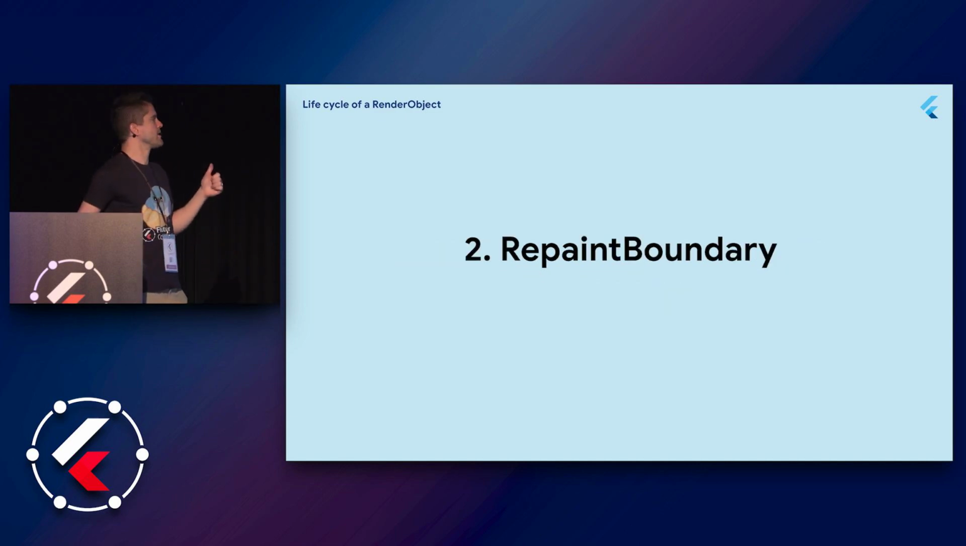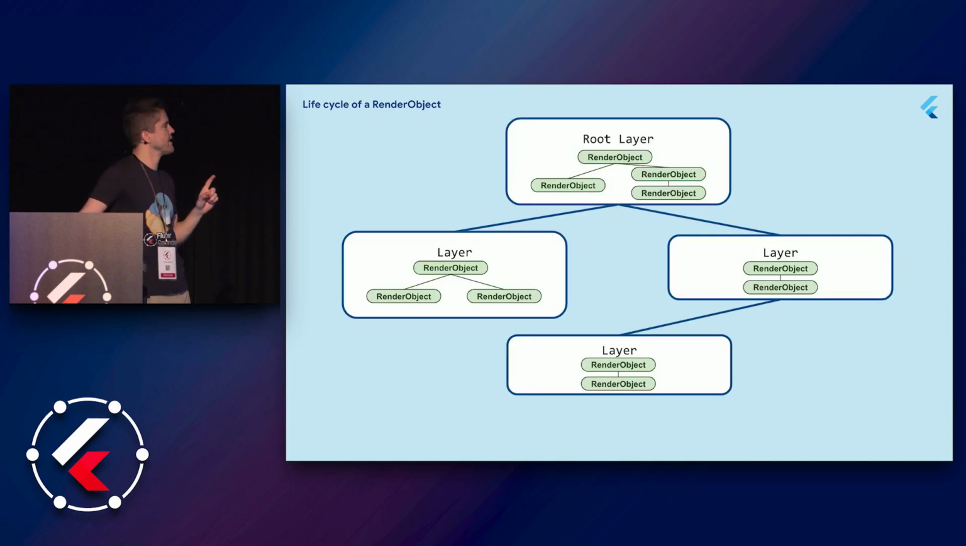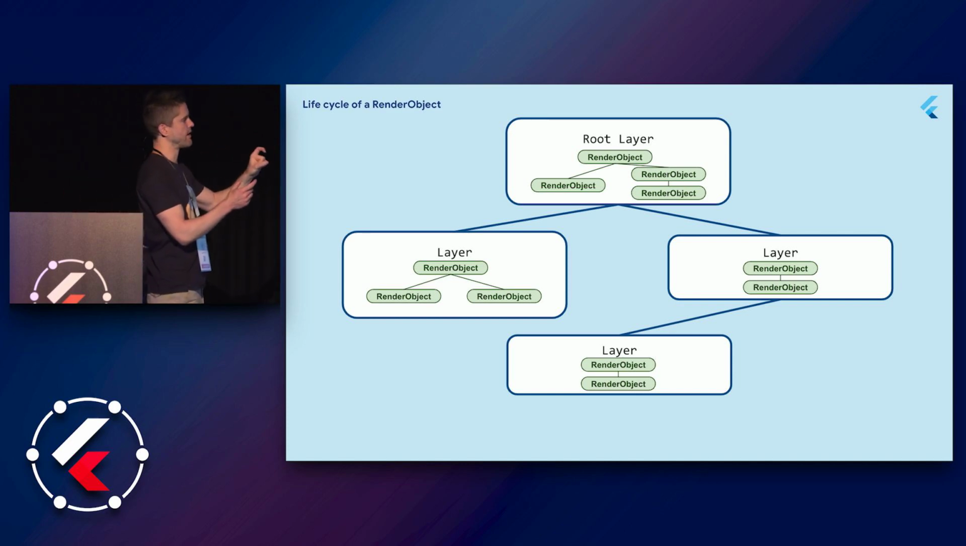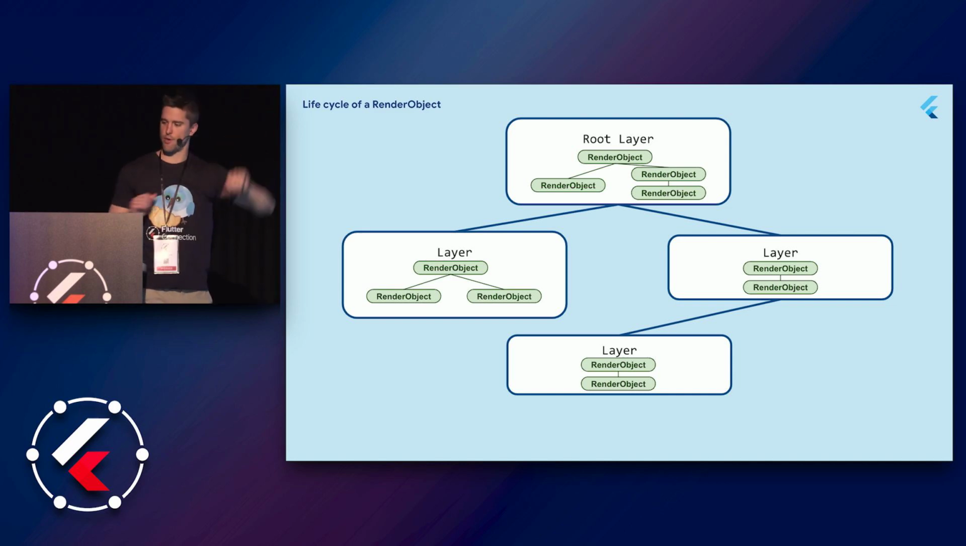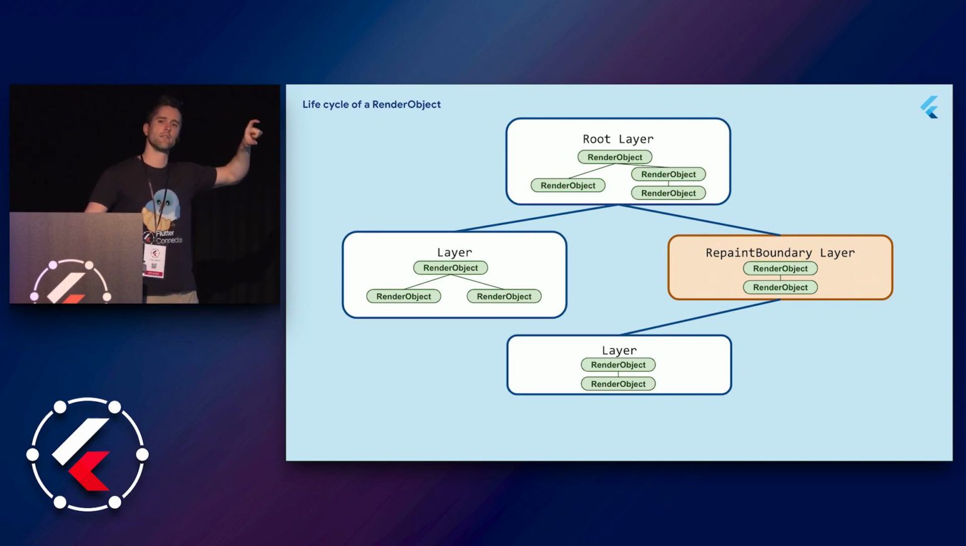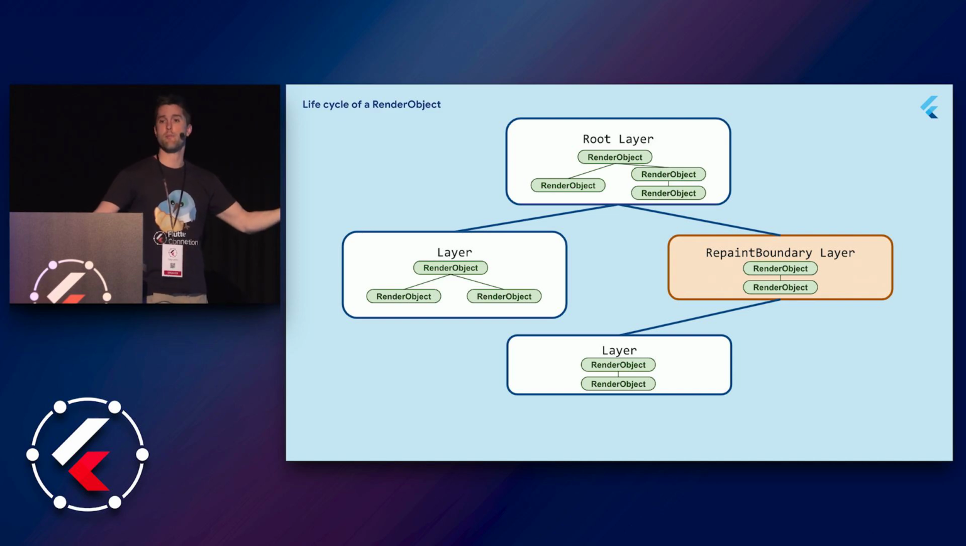Number 2, what is going on with repaint boundaries? Well, the repaint boundary is a pretty interesting widget, and it takes us back to the layer tree. So we talked about how layers work to kind of quarantine the repaint signal that leaves a given render object as it propagates around its neighbors. So let's pretend that a repaint boundary widget, all it does is insert a layer into the layer tree. So let's pretend that this layer exists because of a repaint boundary widget.